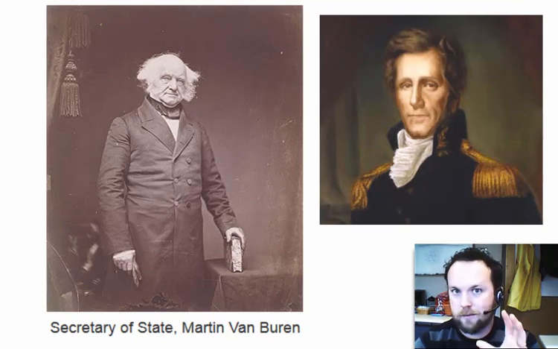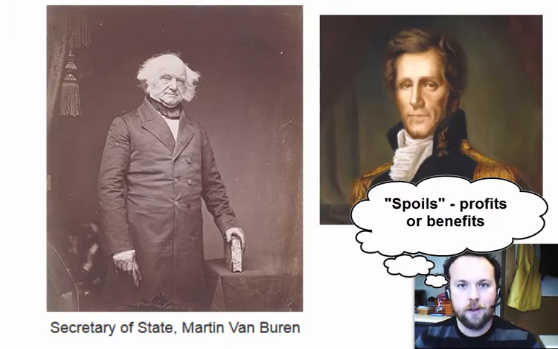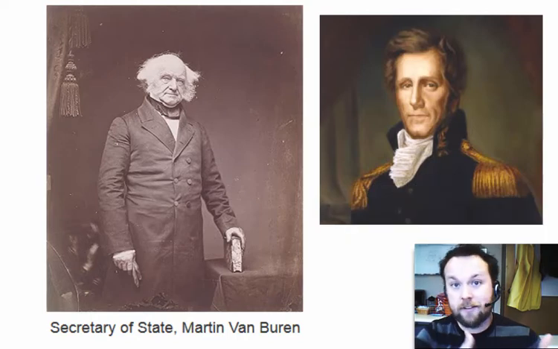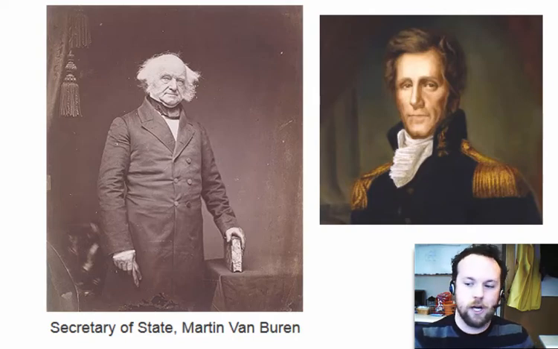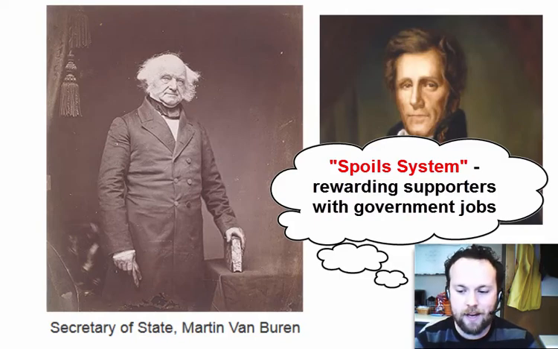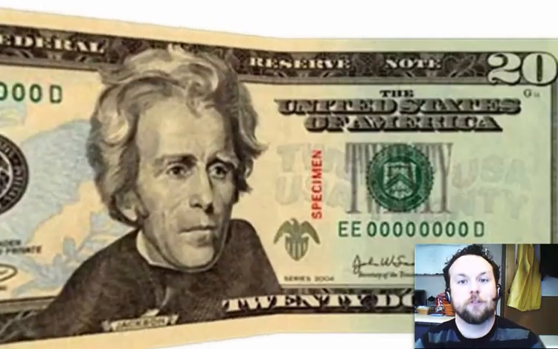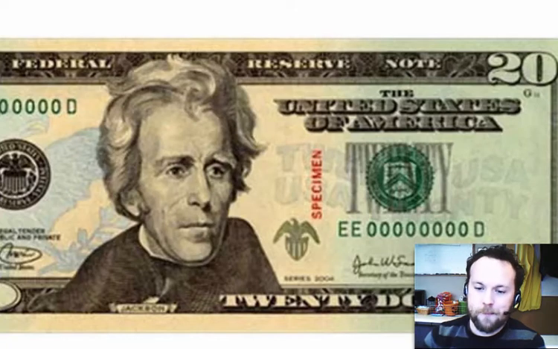And a critic put it another way, and he stated that to the victor belong the spoils, and spoils are profits or benefits. So from this time forward, the practice of rewarding supporters with government jobs became known as the spoils system, one of whom we're looking at right now, Secretary of State Martin Van Buren. So to the victor go the spoils, or in this case, the victor becomes the face on the $20 bill.